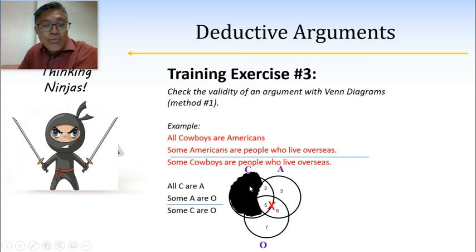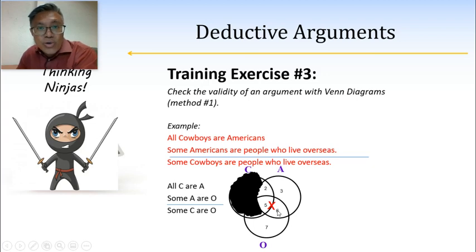The only sections remaining for C are 2 and 5. But when we are told some C are O, that means there's at least one member of C that's also an O. So that goes into section 5. That's the only section where there is some C that are O. But look where the X is. The X is not in section 5. The X is right in between, which means it could be in 5 and it could be in 6.